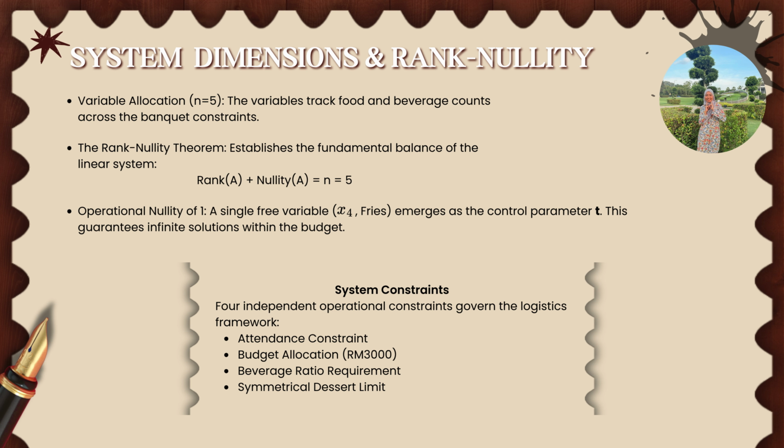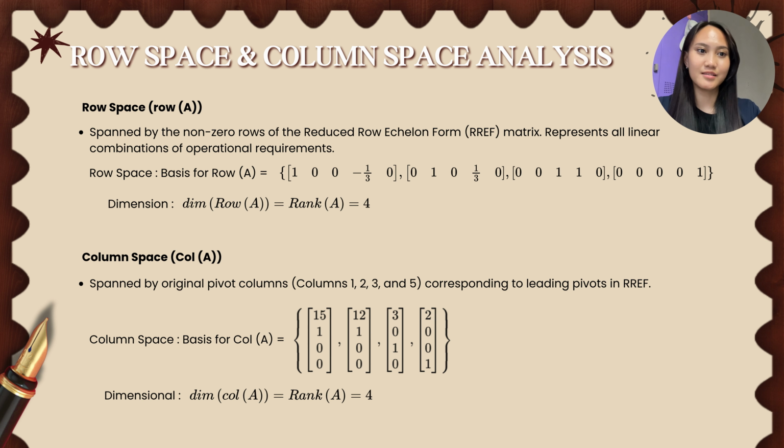For system constraints, 4 independent operational constraints govern the logistic framework. First, attendance constraint. Second, budget allocation, RM3000. The third, beverage ratio requirement. And lastly, symmetrical dessert limit.